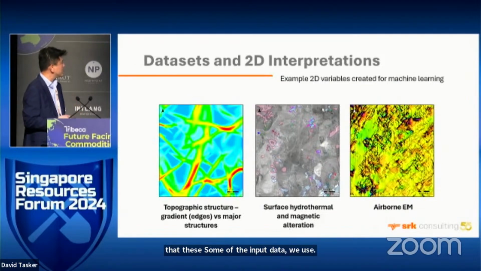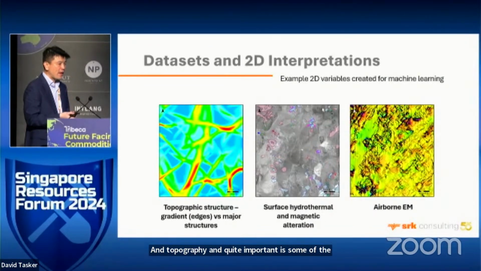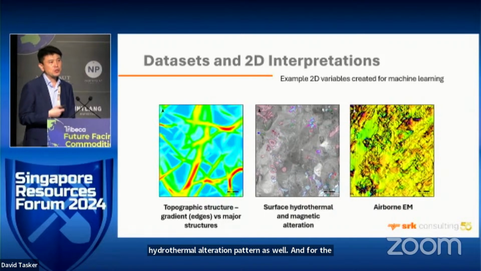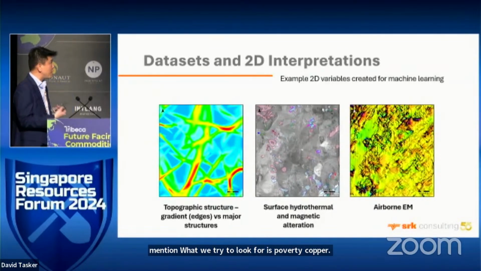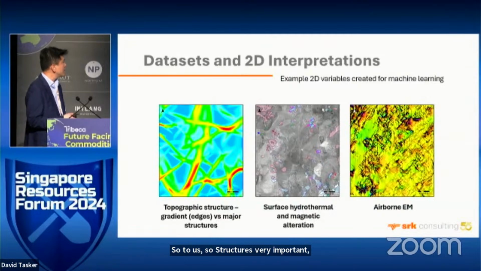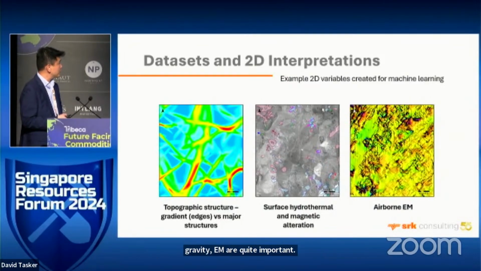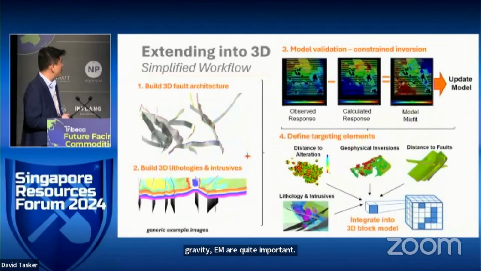Topography, and quite important is some of the hydrothermal alteration patterns as well. And I forgot to mention, what we try to look for is porphyry copper. So to us, structure is very important, and alteration, gravity, and EM are quite important. So these are the data we used for the phase 1 2D modeling.